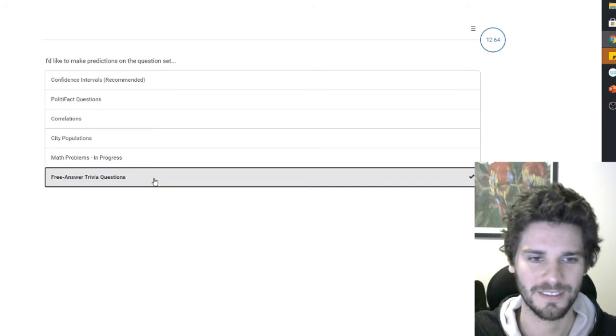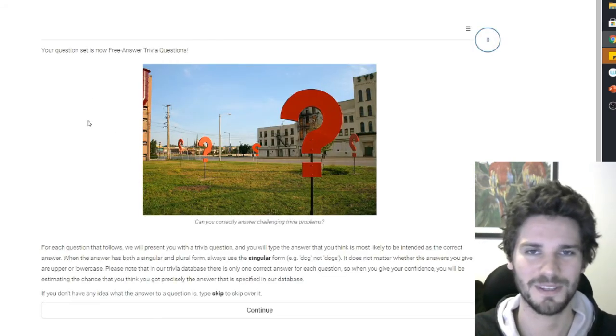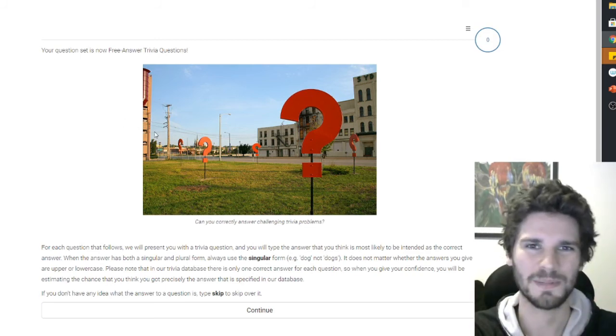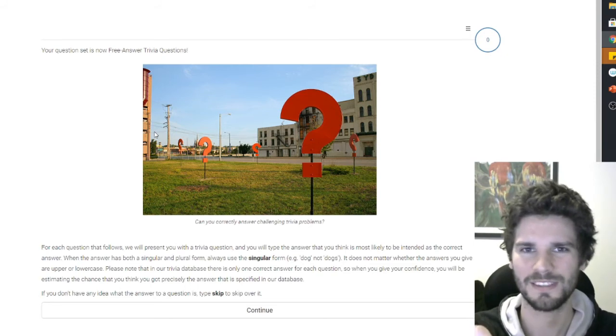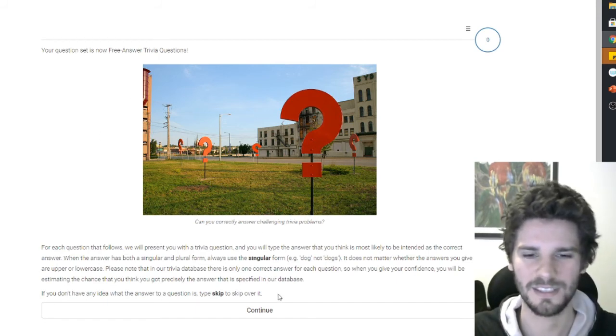And free answer trivia. Okay, so what's going on here? I think basically you just get asked a thing and you have to type an answer and then say how confident you are in the answer. But it's a bit weird because if there's two plausible answers, you have to guess which one the question writer is thinking of. So there's always some uncertainty. I think you get given a certain number of letters though. Anyway, let's see.